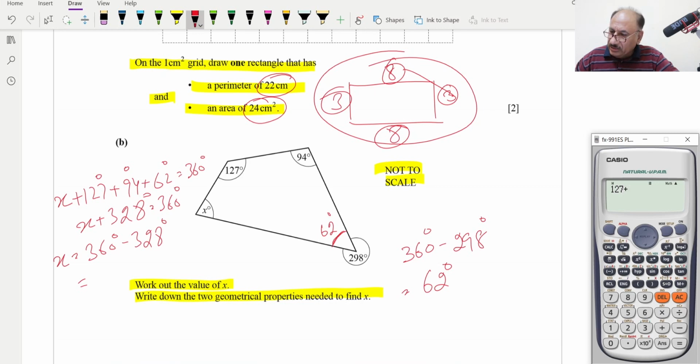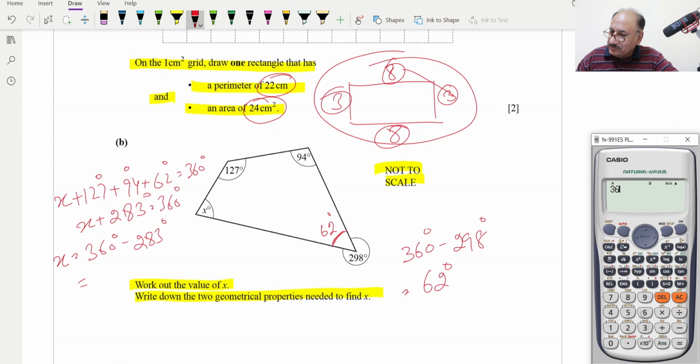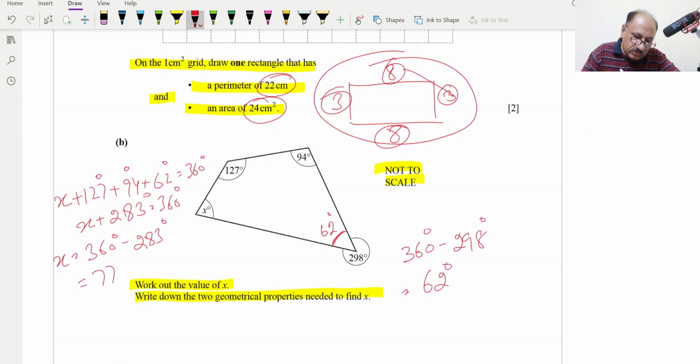127 plus 94 plus 62 is equal to 283. I have written 328, so it should be 283 over here. So 360 minus the answer is equal to 77, so it will be 77 degrees.